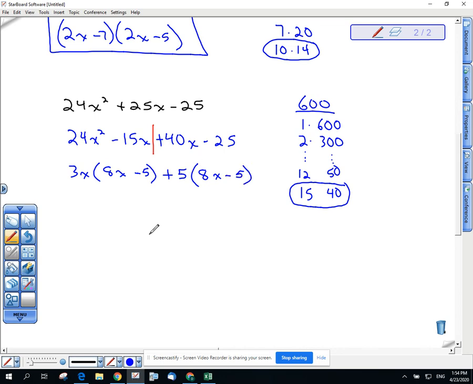Now look, I always do that, with an honest spirit, right? I don't look ahead and go, oh, it's 8x minus 5, that's got to go here. No, I do the division, and then I know I've done it right when I come out with the same thing in this parenthesis as I had in the first one. And I'll know that my answer is right when I write 3x plus 5 times 8x minus 5.